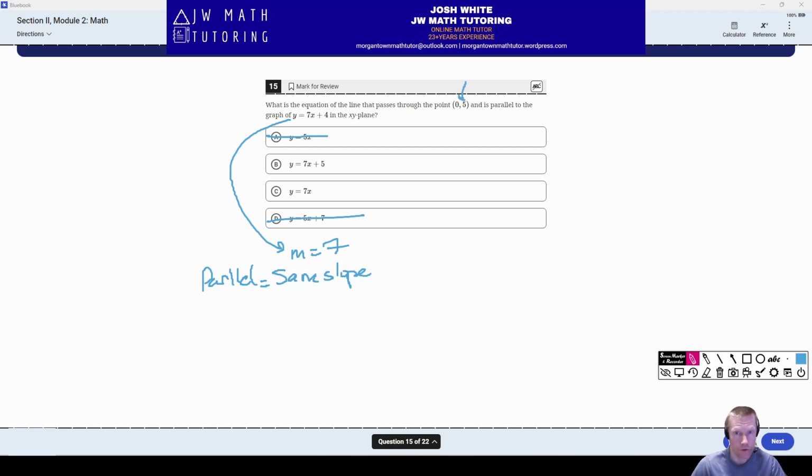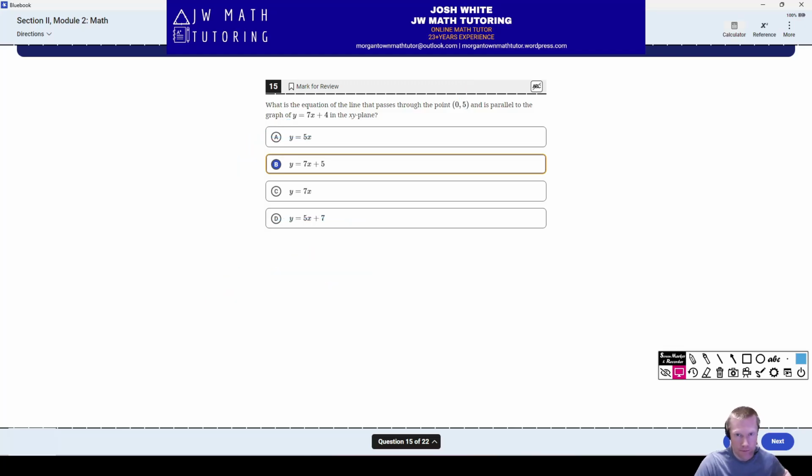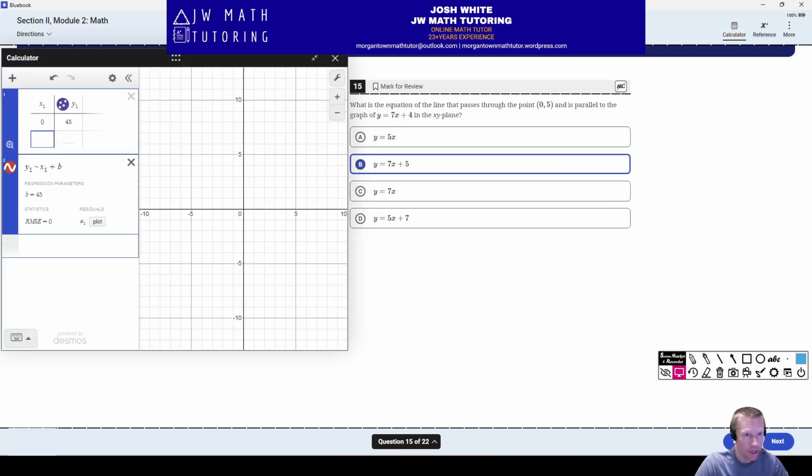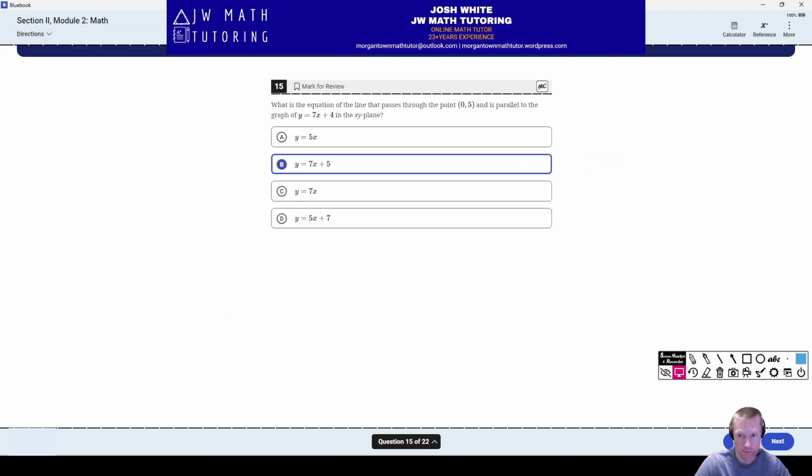Also, you're told it goes through the point (0, 5). Therefore, I know that that is the y-intercept value. So the correct answer for this is going to be letter B. But again, you could go back to Desmos here, and you could put in the point (0, 5). And then for your regression, you would do y1 tilde 7x1 plus b. And then again, it just gives you b is equal to 5. And that would confirm, again, the correct answer is letter B.